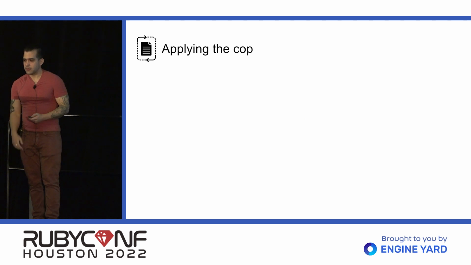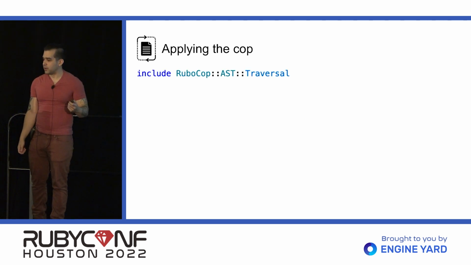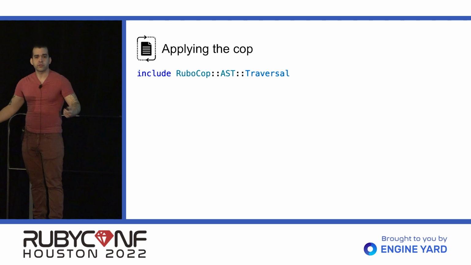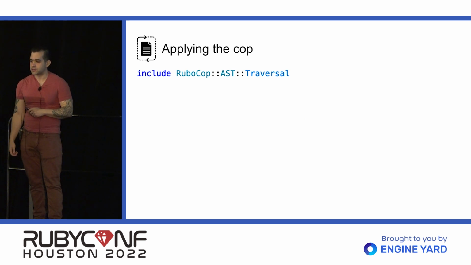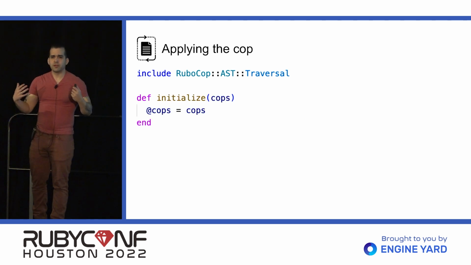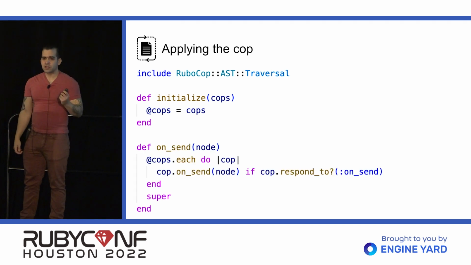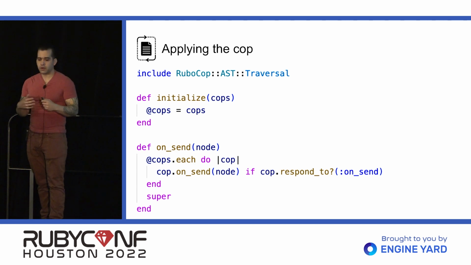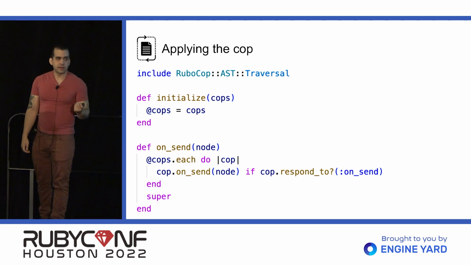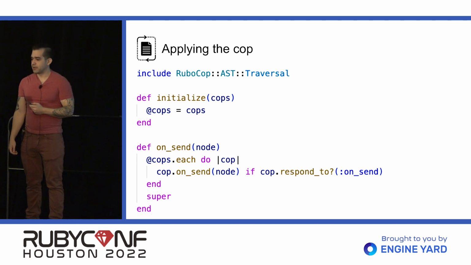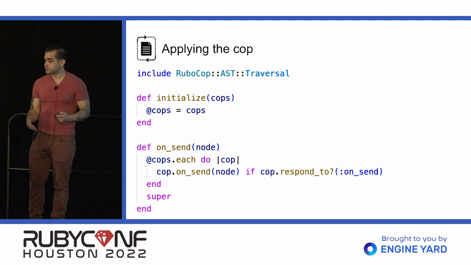So what this could look like is we could have a class that includes this module, and this would allow it to traverse over any arbitrary abstract syntax tree. And the object could hold a reference to whatever cops are available and enabled. And then for each type of node, it can walk through the cops that are available, determine if they respond to that method, and if so, give them that piece of the abstract syntax tree. I've only listed a single method here, the onSend, but effectively this is what RuboCop does. It does this for every possible type of node.